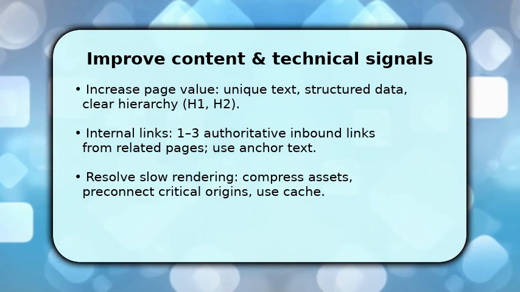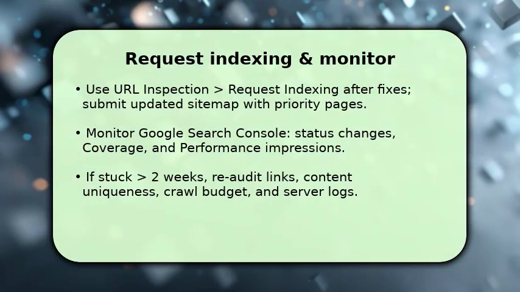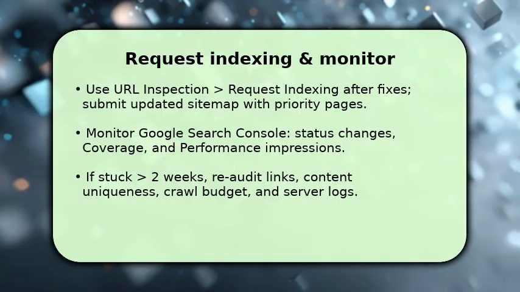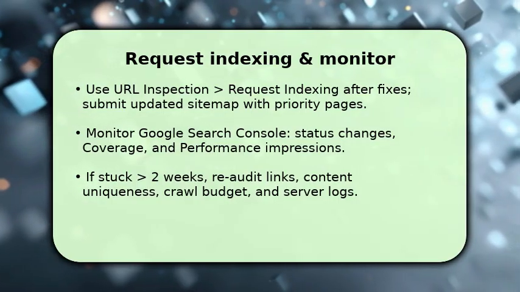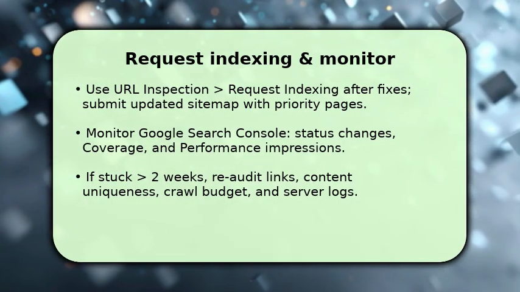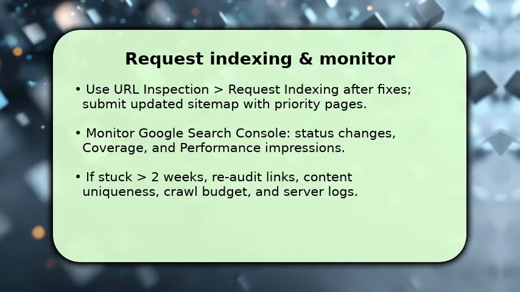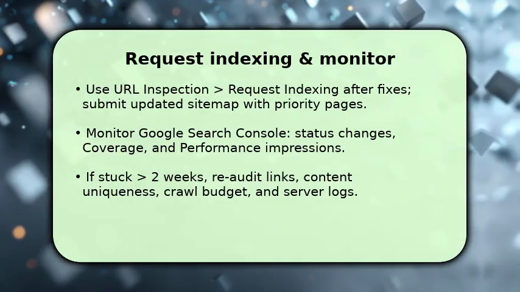Finally, once you've fixed blockers, improved content, and strengthened internal links, run URL inspection and request indexing. Then submit an updated sitemap highlighting priority pages. Make sure you stagger requests and avoid mass resubmits that look like spam.